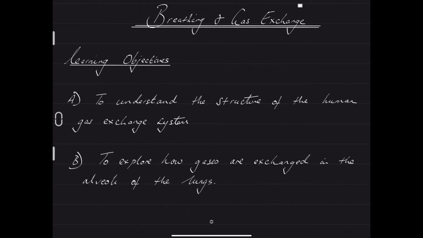So can you put the title Breathing and Gas Exchange? And the two learning objectives today are, first one, to understand the structure of the human gas exchange system. So we're going to look at the structure of this gas exchange system. And part B, we're going to explore how gases are exchanged in the alveoli of the lungs. So we're going to specifically look at this section of the lungs and we're going to see how that's adapted to its function of gas exchange.